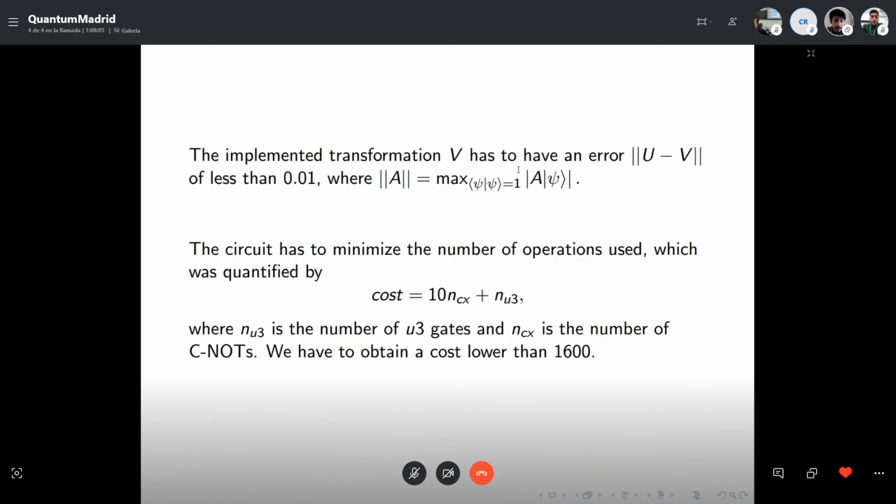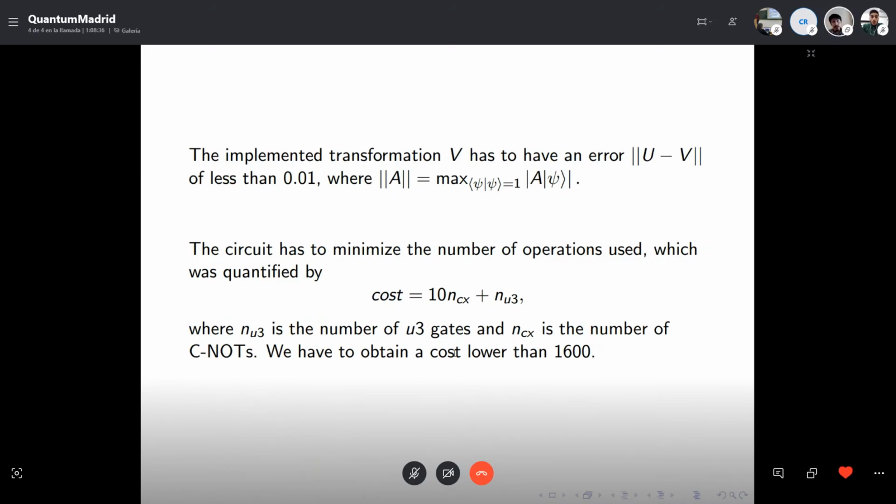This is quantified by the cost function defined by this equation. This number is the number of control-not gates used, and this number is the number of control U3 gates used. So you pass the exercise if your cost is lower than around 1,600 points.